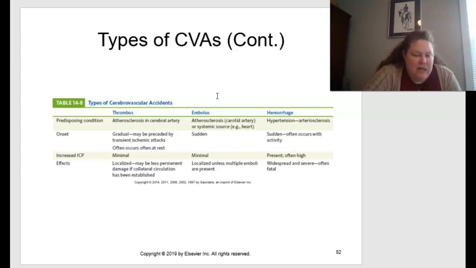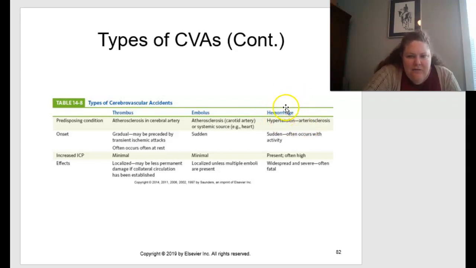So here is a fun summary table of the types of the cerebrovascular events, and this is table 14.8 in your book on page 346. So you can have predisposing conditions, the onset, the increased ICP, and effects. So thrombosis, the predisposing condition could be arteriosclerosis in the cerebral artery. The predisposing condition for an embolus could be arteriosclerosis or systemic effects such as a heart.